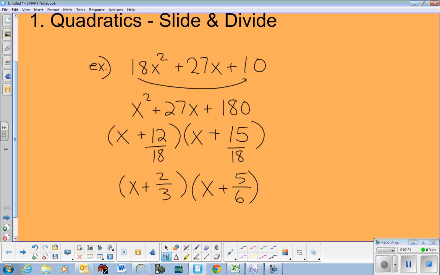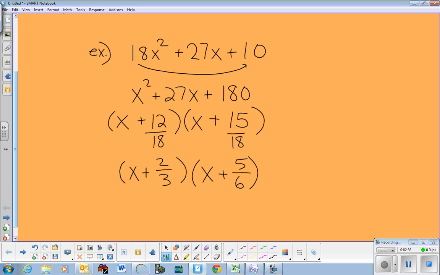And it really should be called slide, divide, and slide, because if you end up with a denominator after you simplify that fraction, I'm going to slide that denominator back out to the front and get 3x plus 2 and 6x plus 5. So you slide the A, the 18 over, and multiply it by C. You factor with a 1 in front. Put the 18 under the two numbers, simplify, and slide back. And you can check this, multiply that back out, and make sure that's going to give us a 27x in the middle. So that's just another way to factor a quadratic.